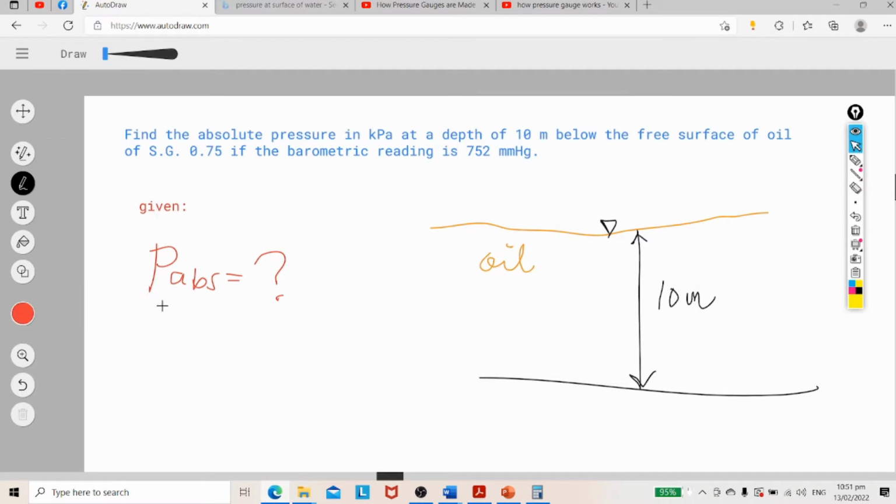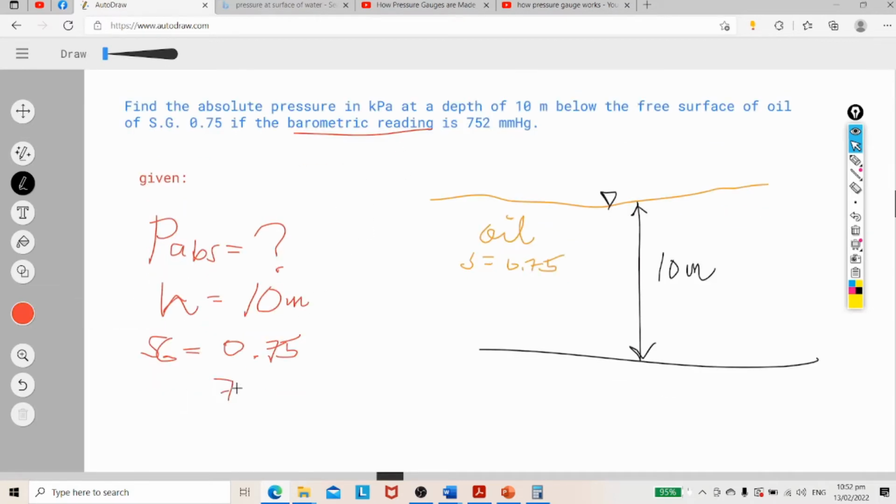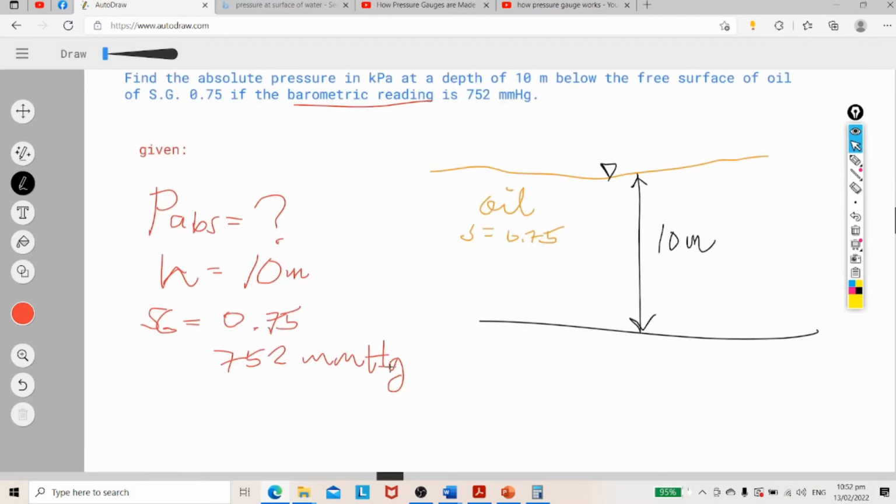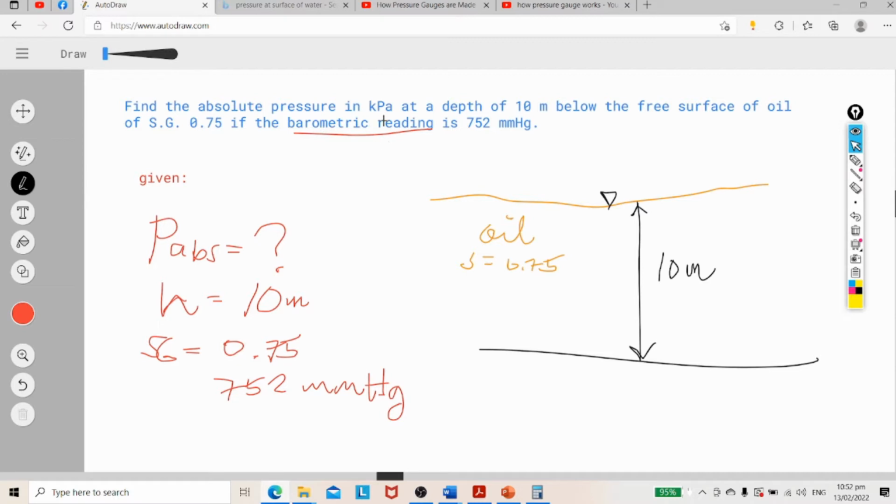So, I will also write this from the given. Height is equal to 10 meters. Of SG 0.75. So, meron pa pala siyang specific gravity of 0.75. Also, from the figure, isusulat ko na lang dito sa figure. SG is equal to 0.75. Yan. If the barometric reading, what is barometric reading? Barometric reading 752 mmHg. So mmHg stands for millimeter of mercury, Hg. So millimeter of mercury yung naging reading nung kanyang barometer.